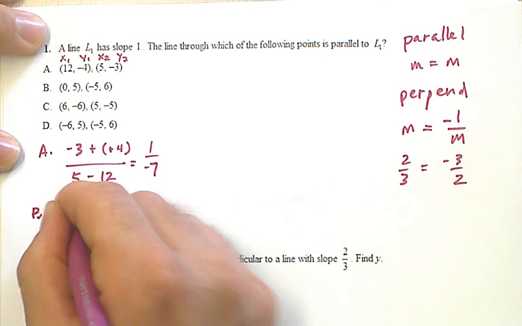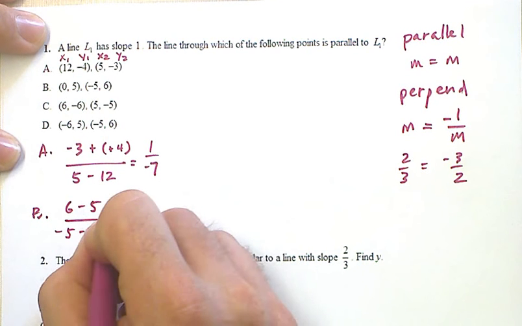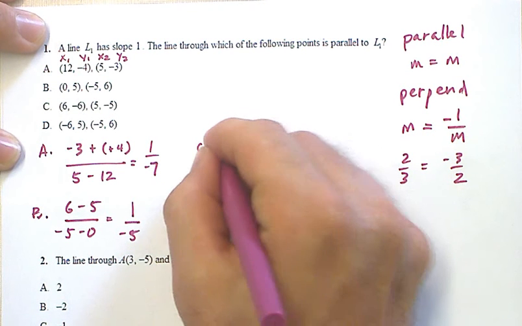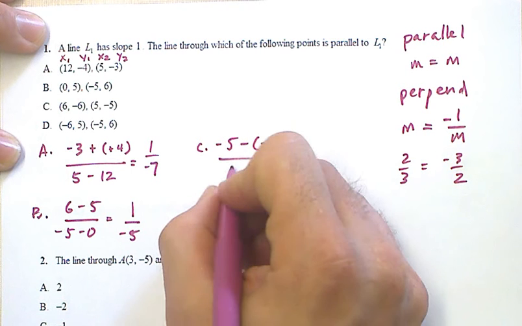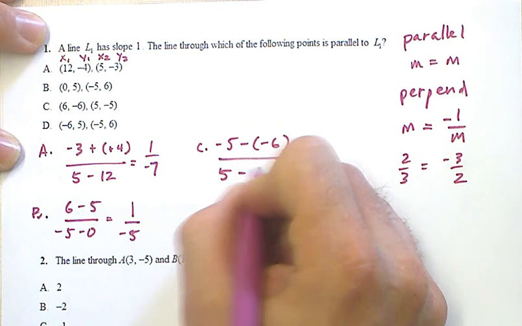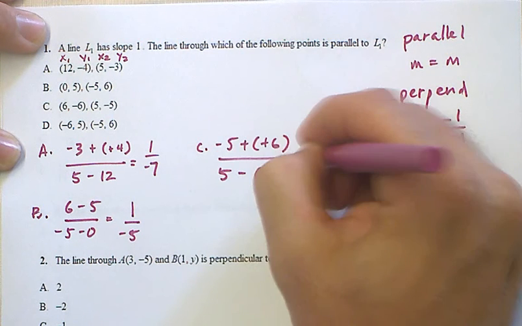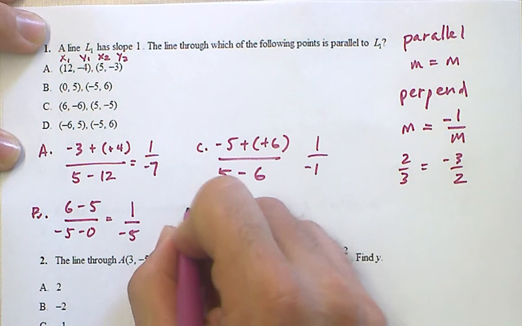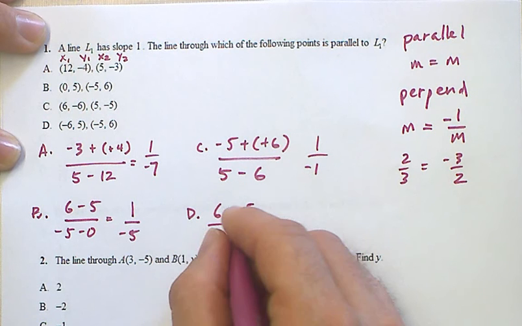6 minus 5 with a negative 5 minus 0. That gives me a 1 over negative 5. That's not it. C, negative 5 minus a negative 6, over 5 minus 6, which gives me a 1 over negative 1. I think I just want a positive 1 here. Let's look at what answer choice D is going to do here. 6 minus 5 with a negative 5 minus a negative 6.